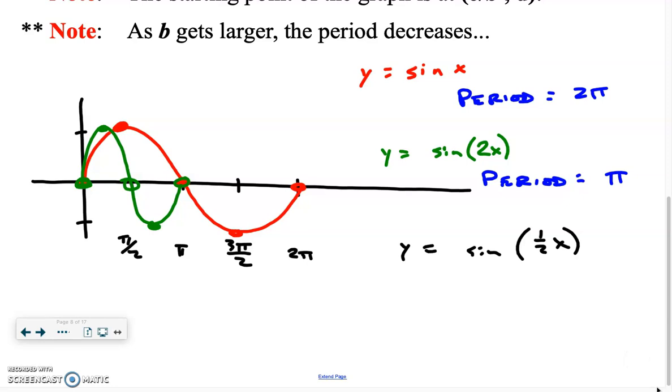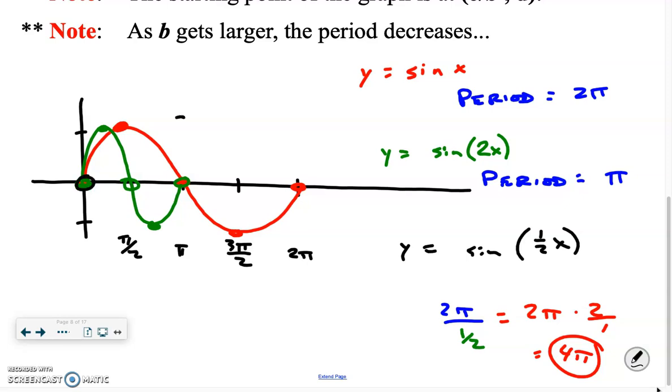Well, now, how do you find period again? 2 pi divided by b. In this case, b is 1/2. You're probably tired of me asking, but what do you do when you divide fractions? Multiply by the reciprocal. So this is going to really start to look like 2 pi times 2 over 1. Quickly, we're going to realize that period is going to be 4 pi. So, again, I didn't leave myself enough space, but now we're going to be hitting these points.